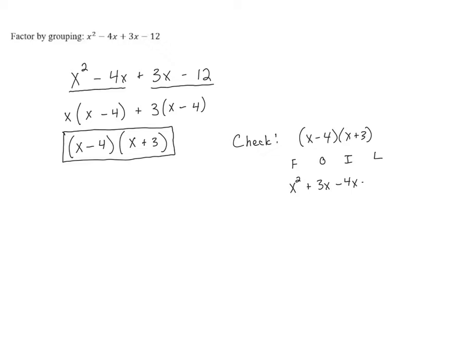And if we compare this to the original polynomial that we had, they are equivalent. The negative 4x and 3x are in a different order, but it doesn't matter. They are equivalent polynomials, which tells us that we have factored correctly.